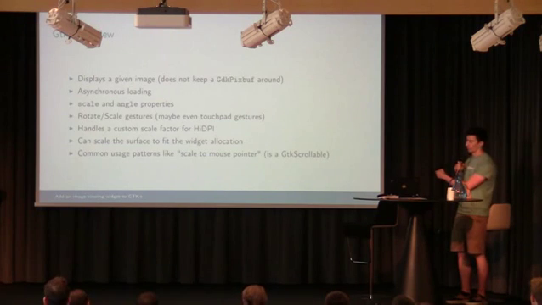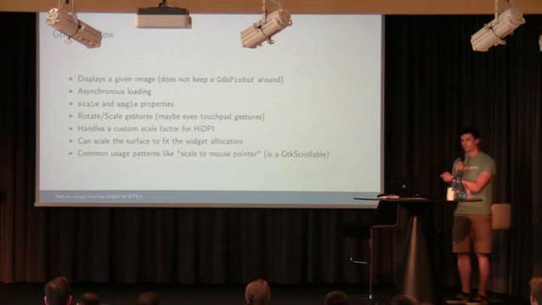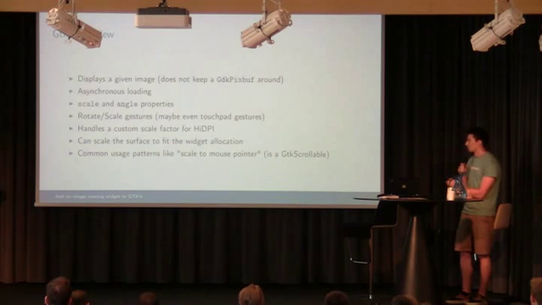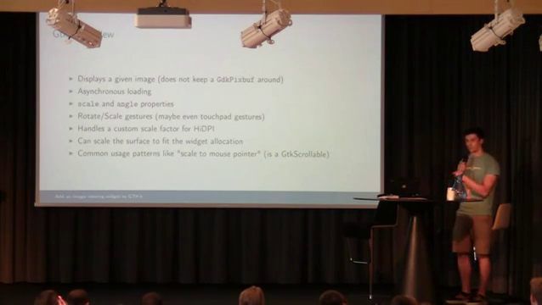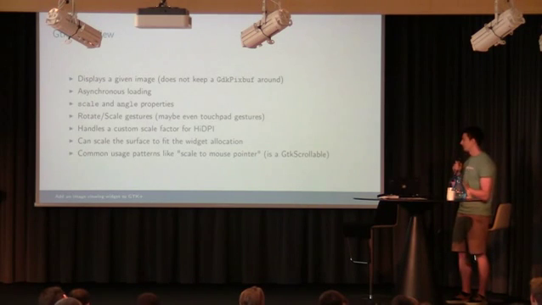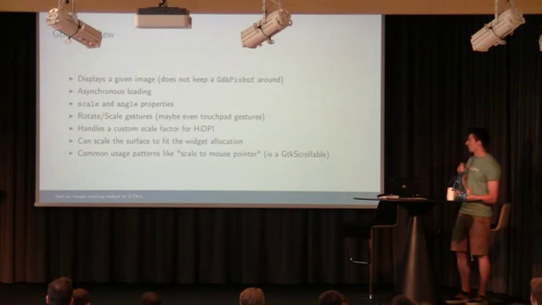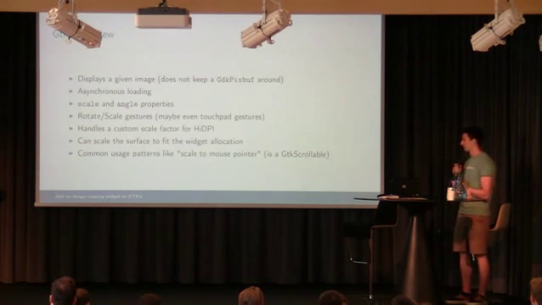GDK image has this problem with high DPI and scale factors, which we want to avoid. So if you load any image from disk and tell GDK image view that you designed it to be a scale 2 image, then it will not scale it up if your display is also scale 2. We can scale the surface to fit the widget allocation, or scale the widget to fit the image.